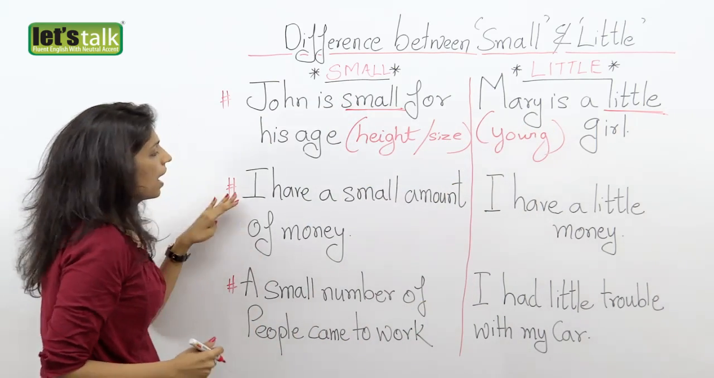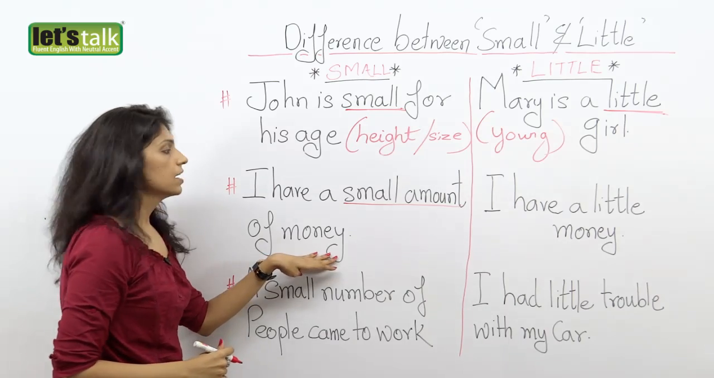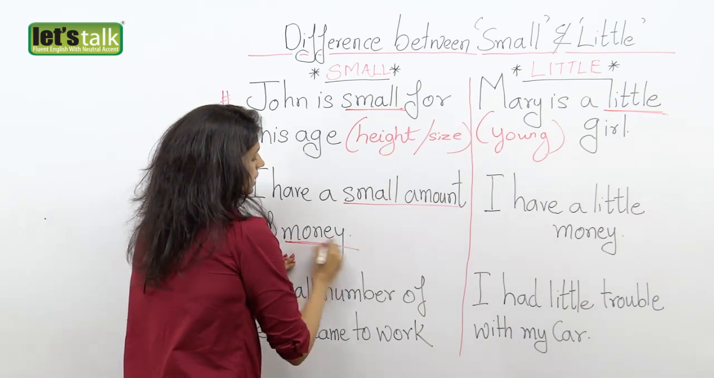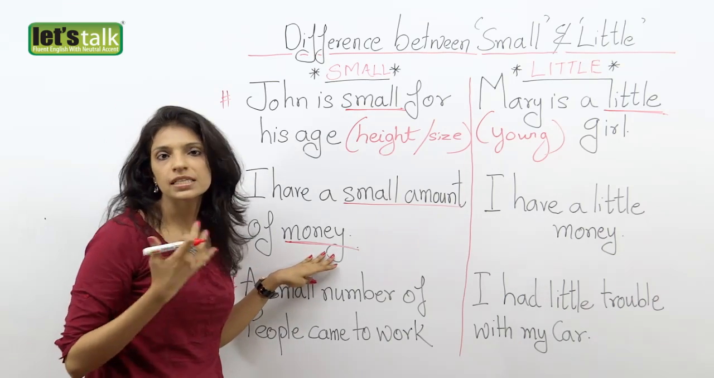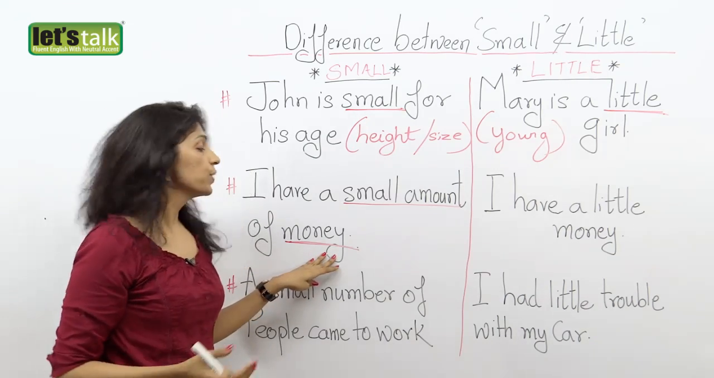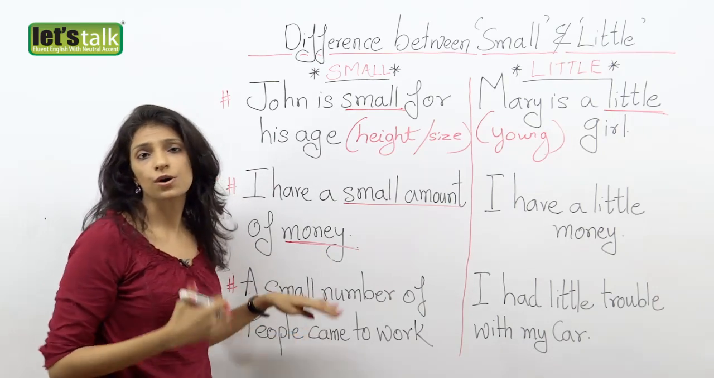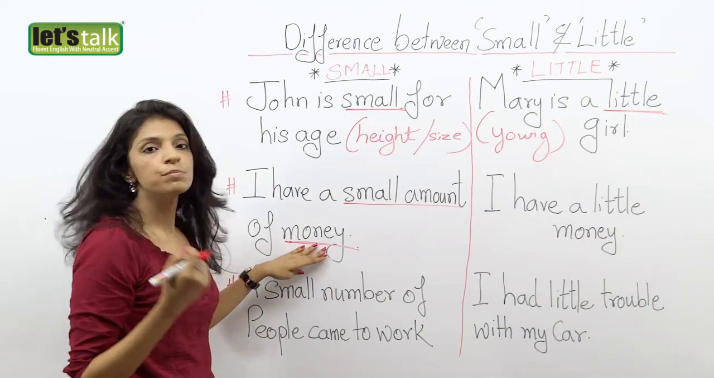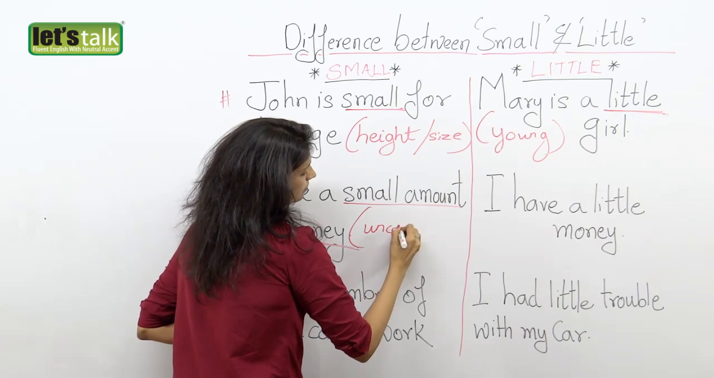Let's move on. I have a small amount of money. Now here, money is an uncountable noun. We cannot count money. I cannot say I have 5 money, 6 money. Can I? No. We need a medium. In this case, it's a currency. So I have $5 or I have 10 pounds. So it needs a medium to be measured. So money is uncountable.